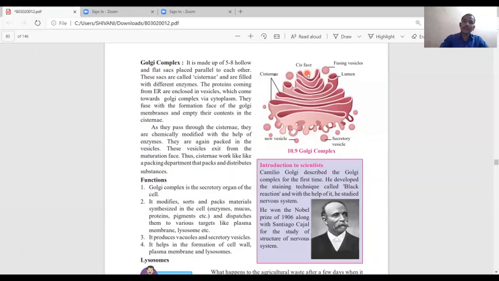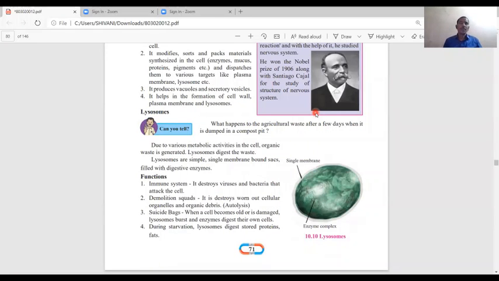Now, all cisternae are filled with different enzymes. By use of such enzymes, the content is modified and again packed in the vesicles. And such packed vesicles exit from the maturation phase of the Golgi complex. This is the important structure as well as function of the Golgi complex.